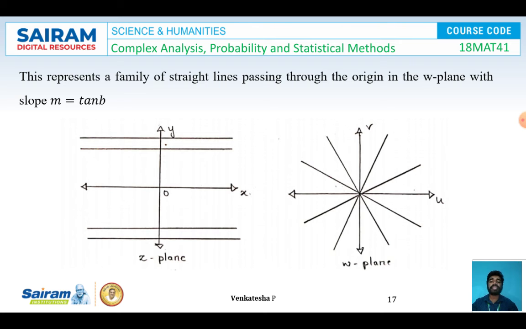So in the figure we can see that in the z plane we have a family of straight lines y is equal to b, which is parallel to the x axis, transformed into a family of straight lines passing through origin with a slope of m is equal to tan b in the w plane.